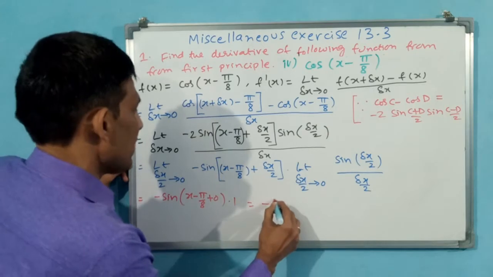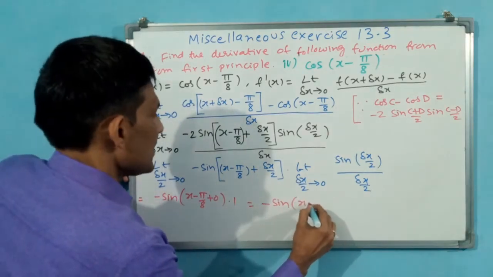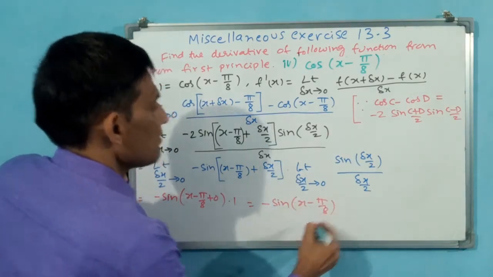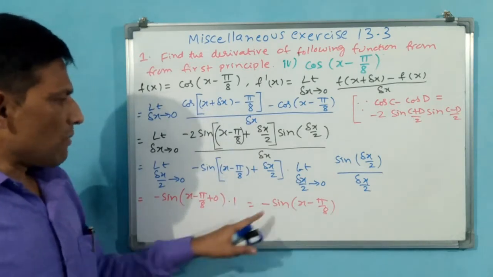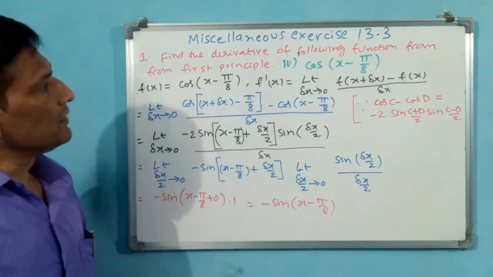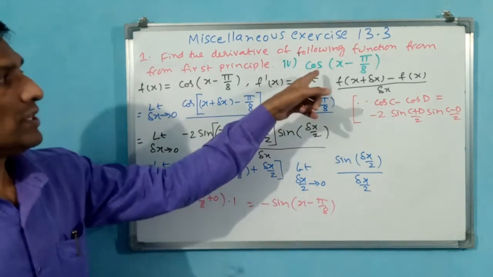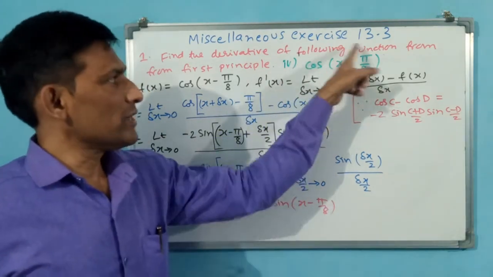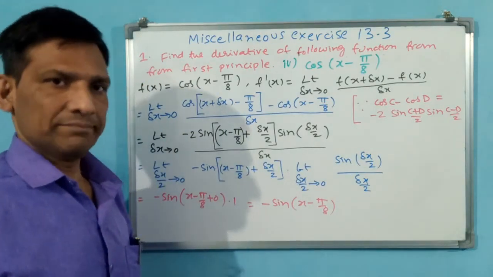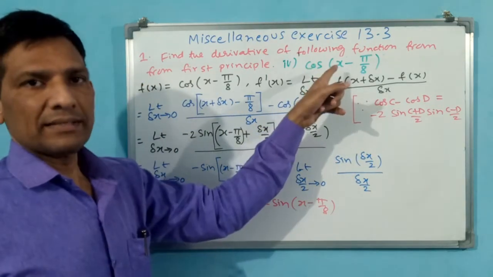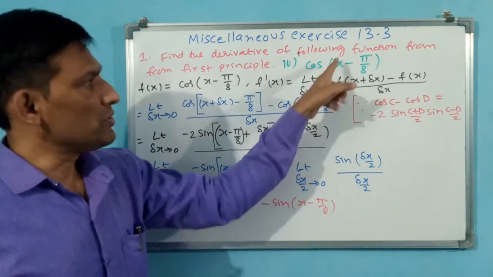That is equal to minus sin x minus pi by 8. Why? Because if we add 0, nothing will happen. Minus sin x minus pi by 8. Okay? Here also, if you see, d by dx of cos x, you take this as cos x. What will come? Minus sin x. Minus sin x means this will come.